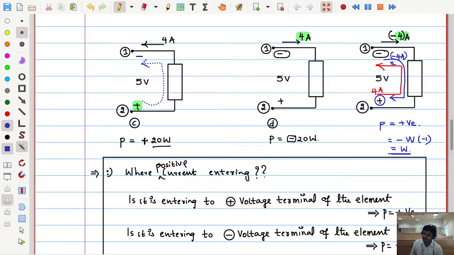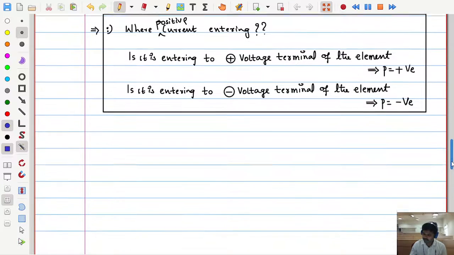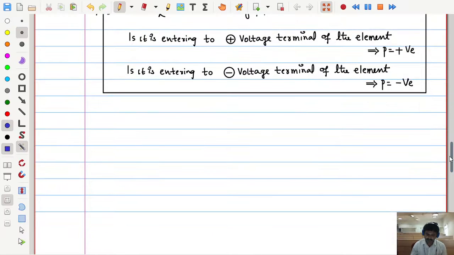Like that also you can interpret, but as you are in the initial stage, I don't want to confuse you much with that. So always think where the positive current is entering. If it's entering at the positive polarity of the voltage, then power is positive. If it enters at the negative terminal of the voltage polarity, then power is negative. Clear? Is this clear for everyone?